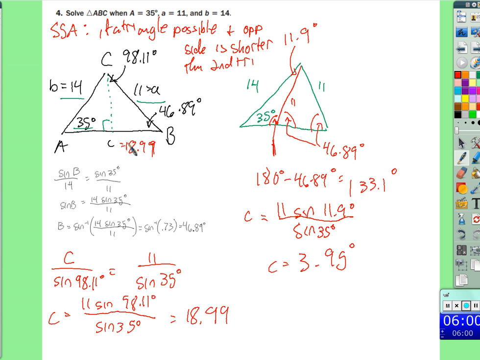Found a triangle, it was all possible, we didn't get any errors, so we know that this triangle exists. We notice that this is 11, it's shorter than 14, so 11 is short enough to fit over here, and we find our second triangle. This is how we start that process. Find that angle by 180 minus this angle, which is the angle without the grid.